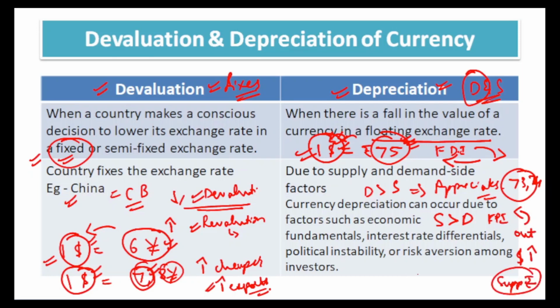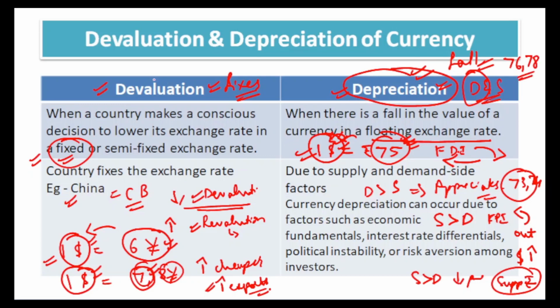So what would happen if supply is more than the demand? The price of something would fall, right? Similarly, the value of the currency would depreciate. That is, the value of the currency will fall. So then the Indian rupee will go to say 76 or 78.